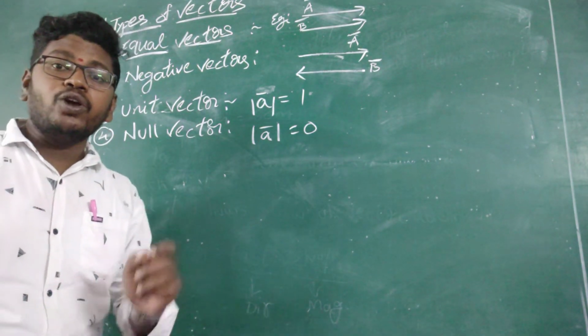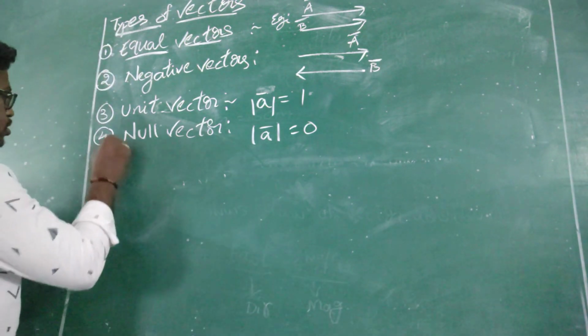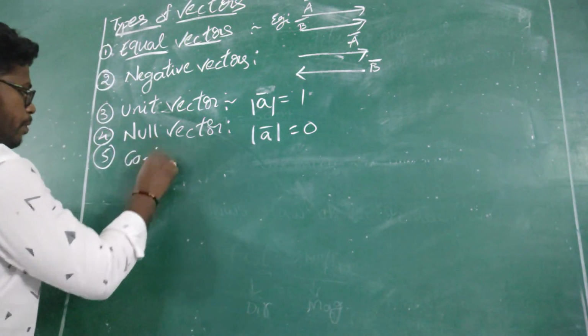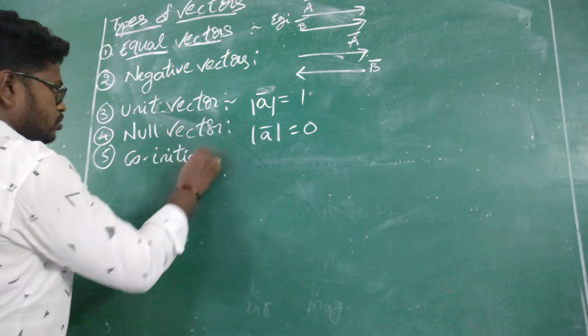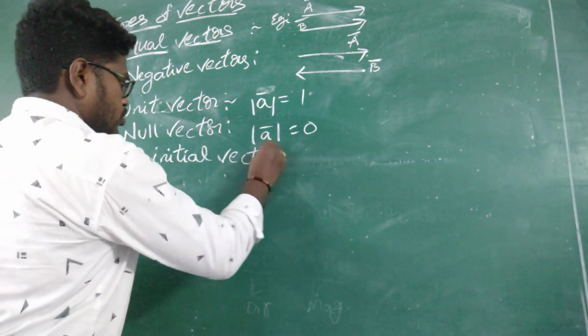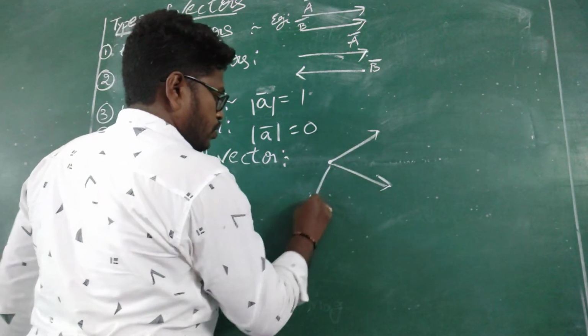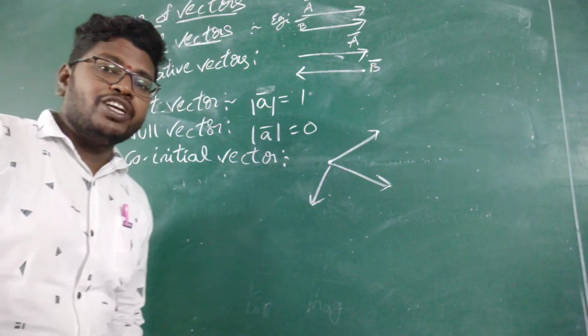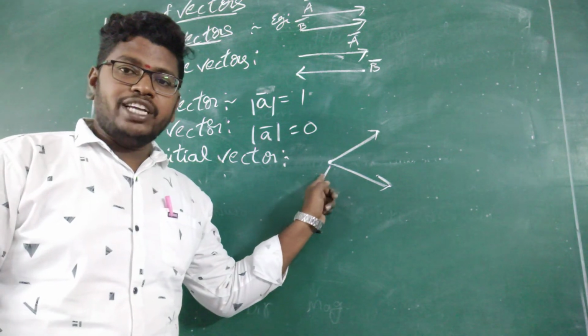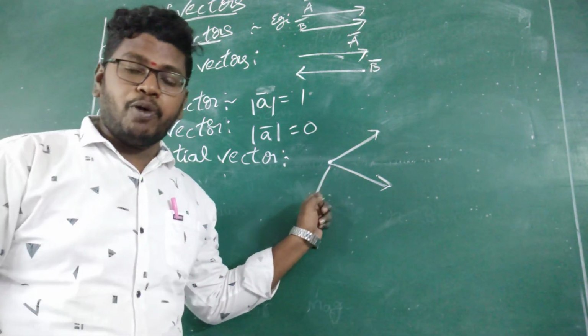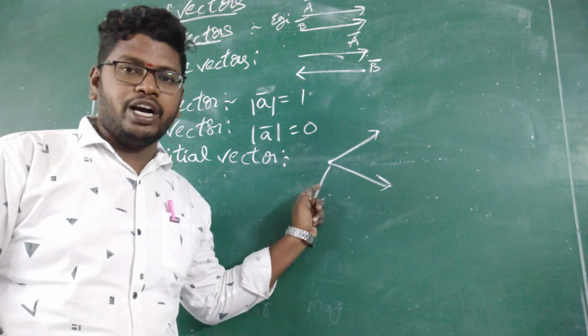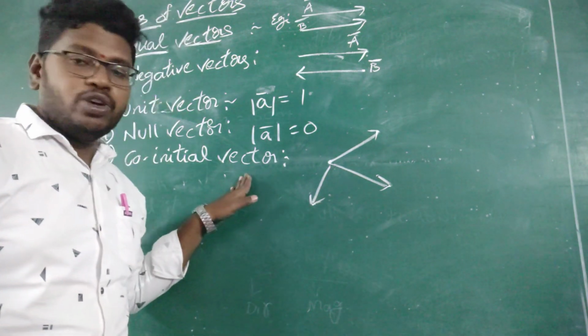Next, let me go for co-initial vector. If you observe here, some of the junctions are there, and all junctions start from the same point. So here, what is a co-initial vector?